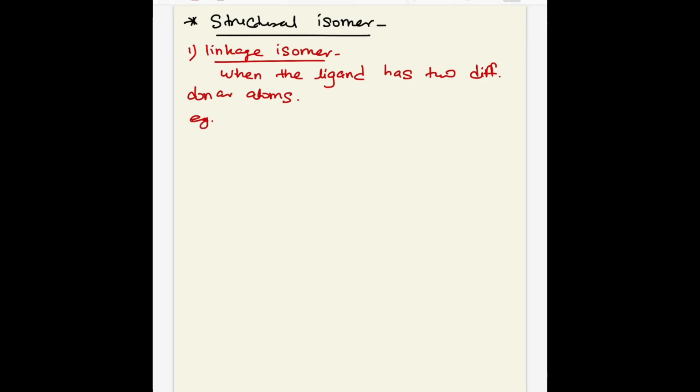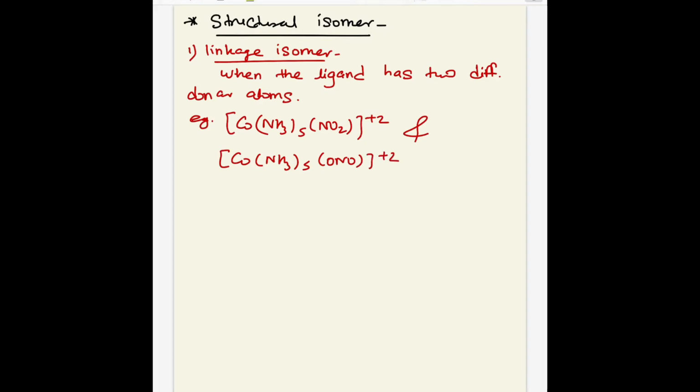For example, in [Co(NH3)5(NO2)]2+, this complex is also represented as [Co(NH3)5(ONO)]2+. So in the first complex, for the ligand NO2, the attached donor atom is nitrogen. In the case of the second complex, the donor atom is oxygen. So such isomer is known as a linkage isomer.